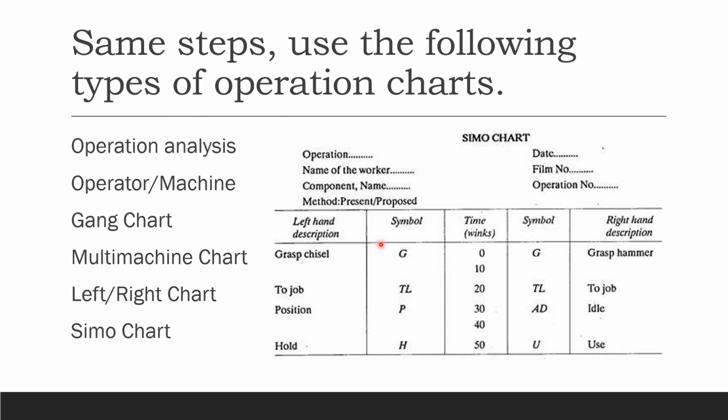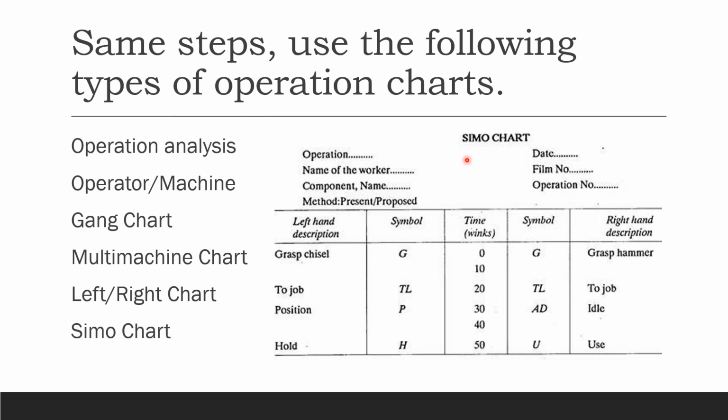Here are some steps that we use in the operation charts. Operation analysis, we're analyzing the operation. Most operations have an operator and a machine, so we do operation analysis and operator-machine analysis. We do Gantt charts, multi-machine charts, and since you use your left and right hand, a left-right chart. We also use the SIMO chart to study the stress on your hands.